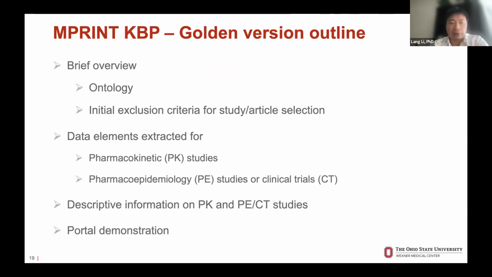In the meantime, we also spend a lot of effort focusing on the golden version of the database. The golden version database largely is a manual curation process where we have to define an ontology, we have to define the data elements to extract from different studies, then we have to do the manual curation. So this is where we're going to show you step by step how we did it.